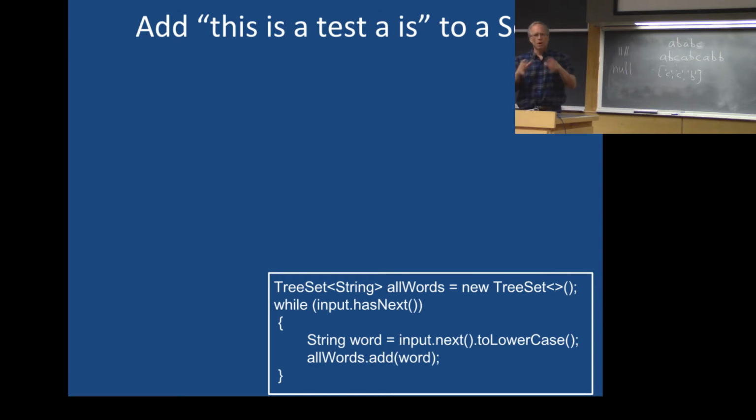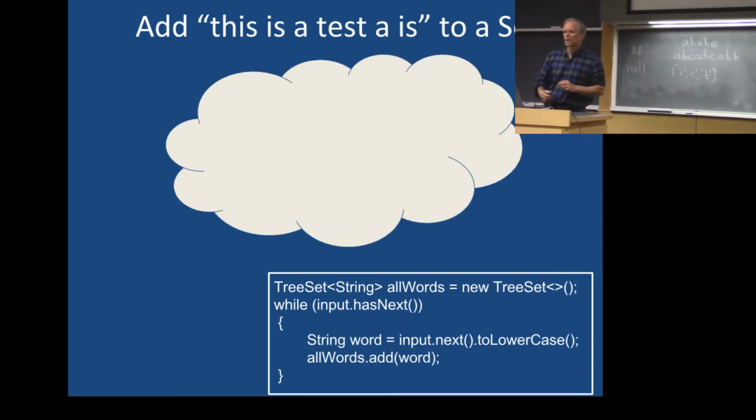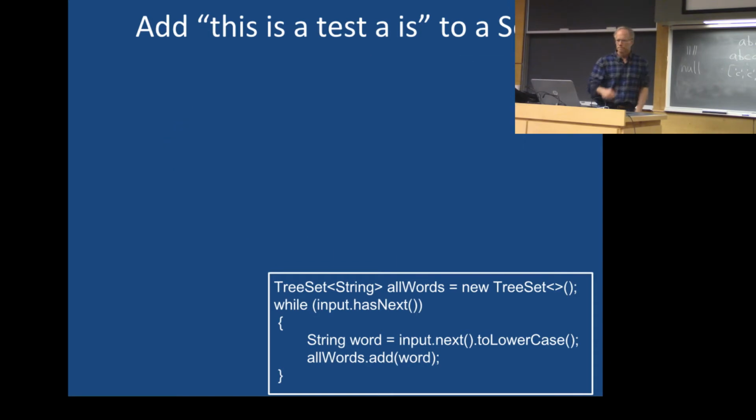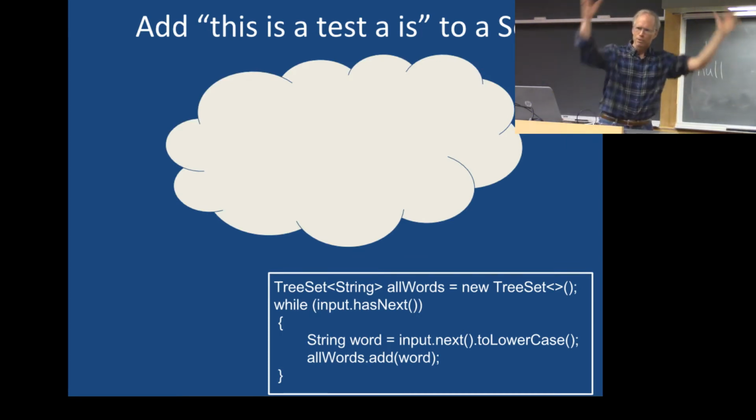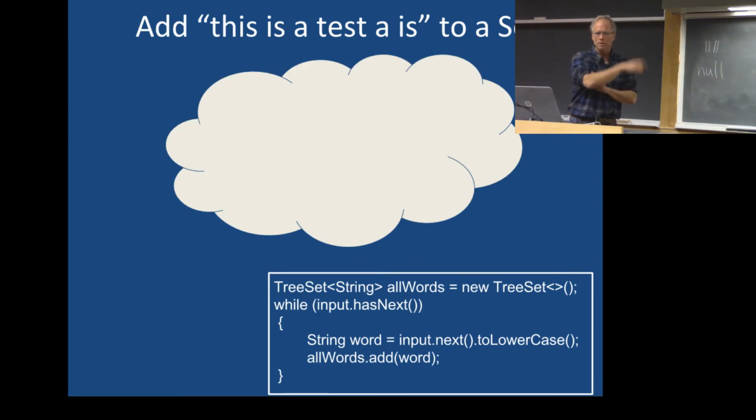Okay, but what I want to do is help you visualize what's going on. So we're creating a set. The first line of code, we create an empty set called all words. So there's our set, sort of this nebulous cloud. It's empty, there's nothing in it. Now suppose we're scanning, this is a test is, I think was the string I was using as an example. After the first time through the loop, what does the set look like? What does all words contain?